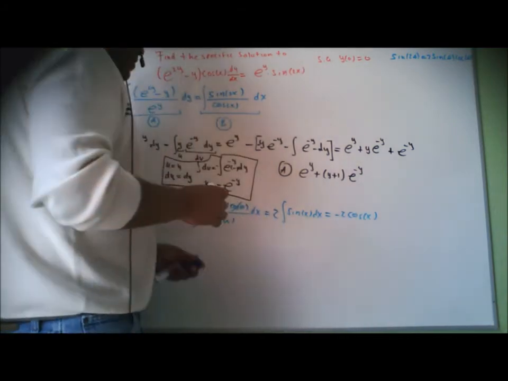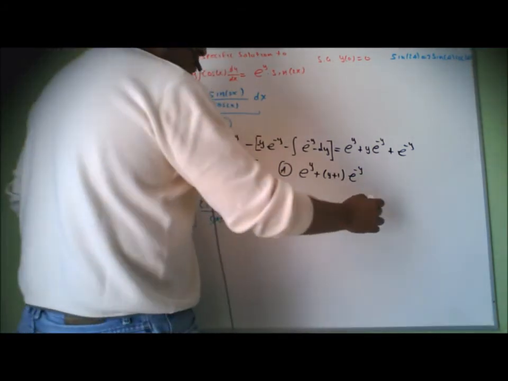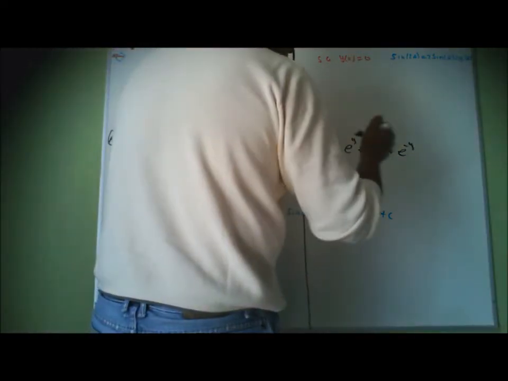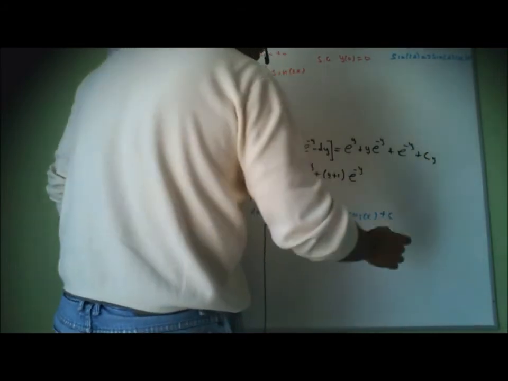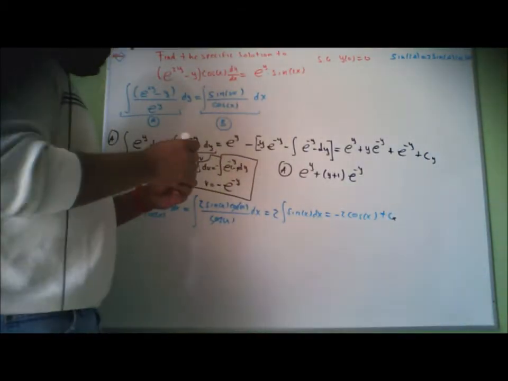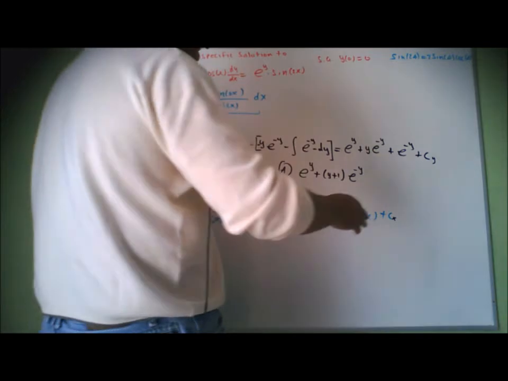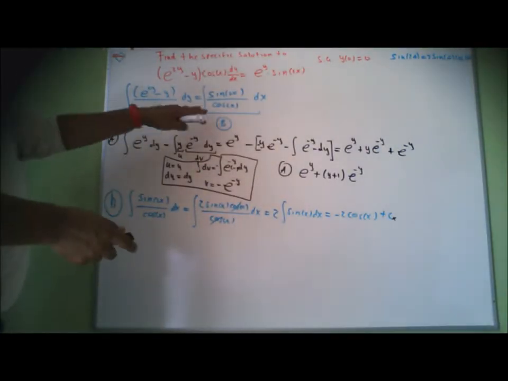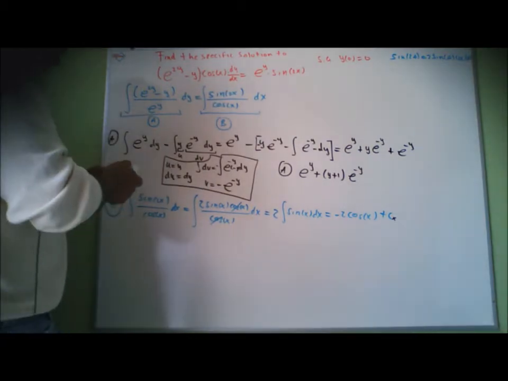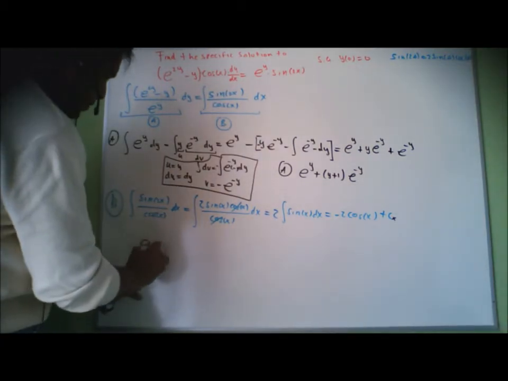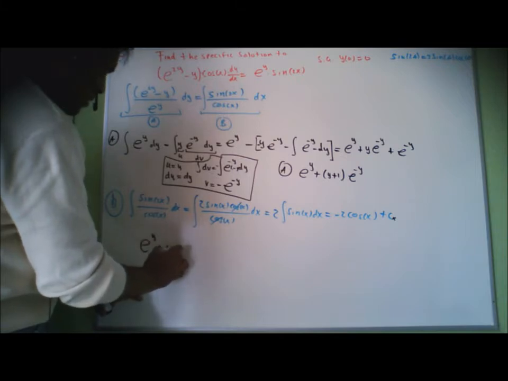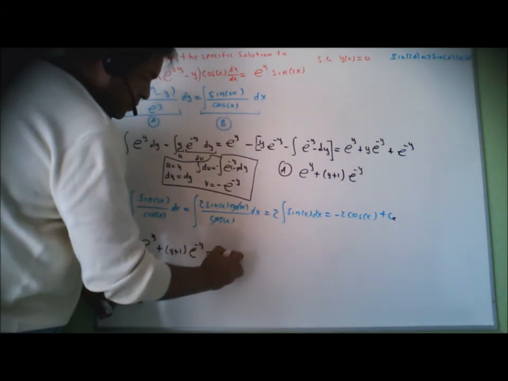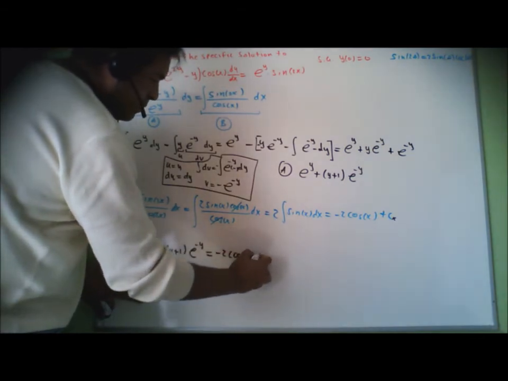And that's it. By the way, I forgot: here, plus the constant, and here, plus the constant. Here the constant of y, and here the constant of x. However, there is no need to write two constants. One constant is enough. So I'm going to get rid of this and go back to this place. So the integral of a is equal to exponential of y plus 1 exponential minus y equal to minus 2 cosine of x plus the constant.